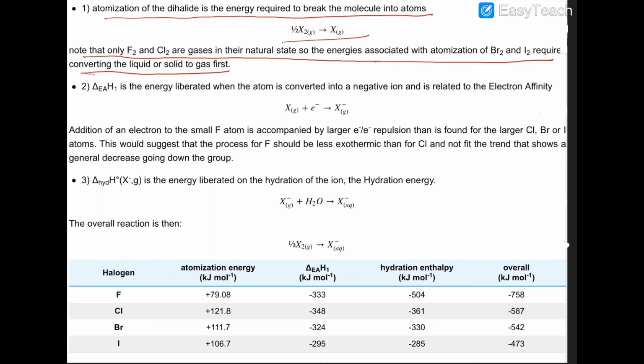Now the electron affinity, EA, or you can say electron gain enthalpy, is the energy liberated when an atom is converted to a negative ion. So when an atom is converted to a negative ion, heat is released.